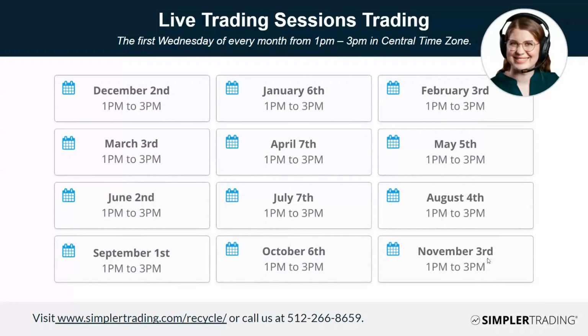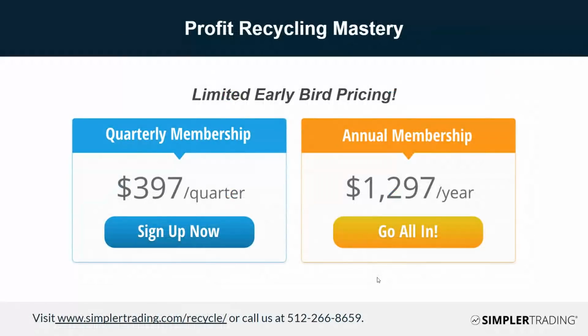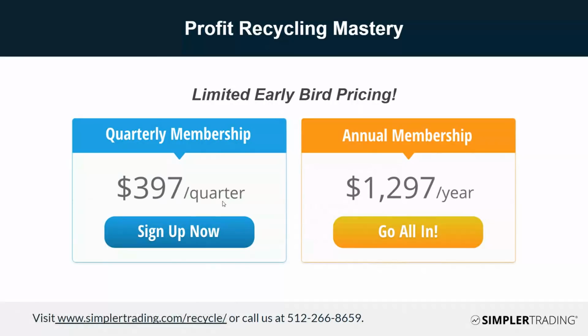And then, of course, here are the rest of the dates on the calendar for the year. So this Profit Recycling Mastery, right? How much does it cost? Well, the quarterly membership is $397. And the annual membership is $1,297. And this is a limited early bird pricing. I've been told that the pricing is going to go up later next year.